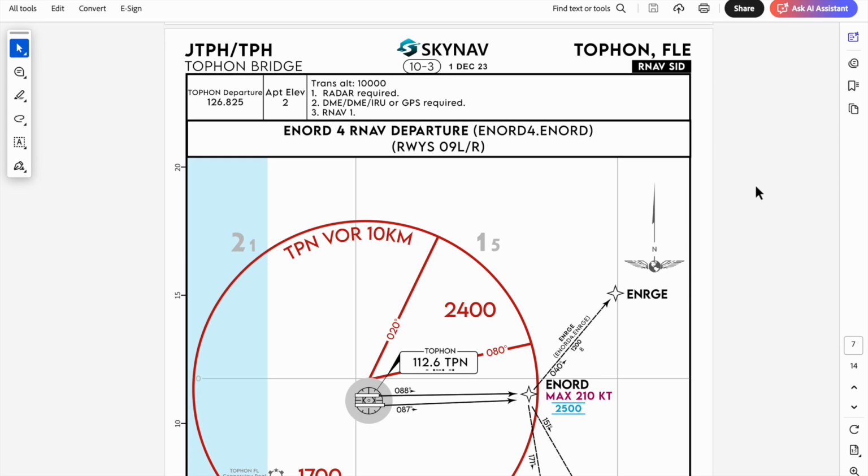Howdy folks, in this video we're taking a look at SIDs and their function in IFR flight planning. A SID is a standard instrument departure, and the function of it is to get you from the airport to the rest of your flight plan in an efficient and predetermined manner.